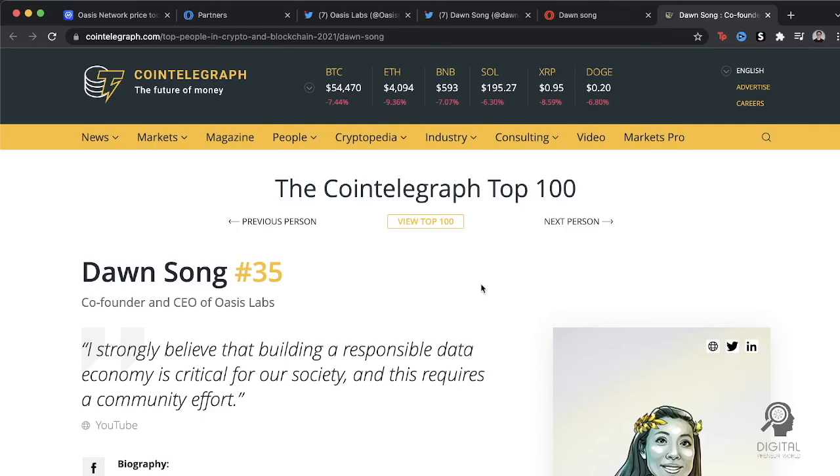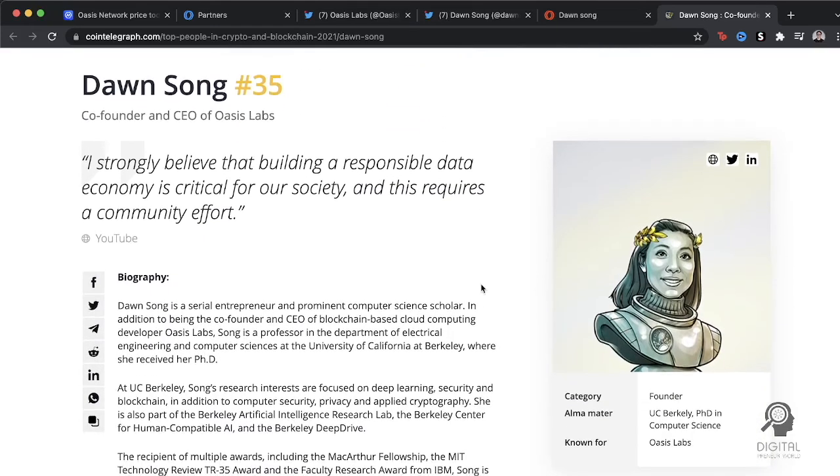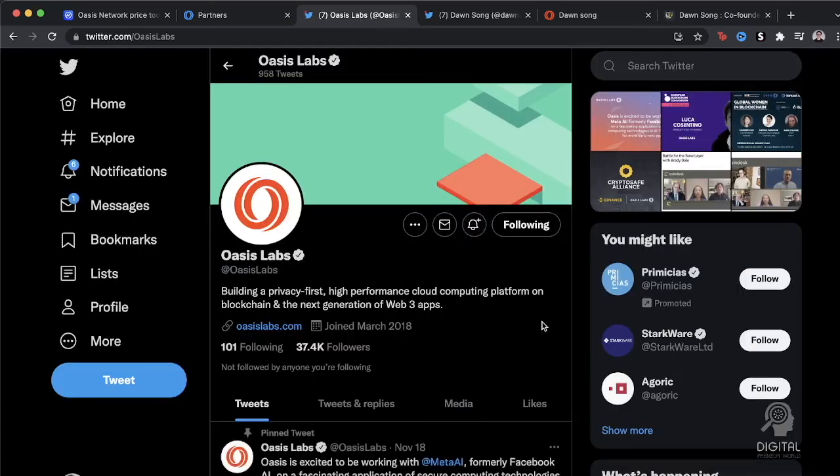Here we have one of my favorite pages, Cointelegraph, and in Cointelegraph they have a top 100 people. Dawn is actually number 35. And I love this quote. She says, "I strongly believe that building a responsible data economy is critical for our society, and this requires a community effort." This was said in one of her speeches. I don't remember which university. I'm going to leave the link around. And so basically, she has been working really hard to integrate the new technologies, the blockchain, cryptocurrency, but also protecting the data and making it more private. So it is really cool.